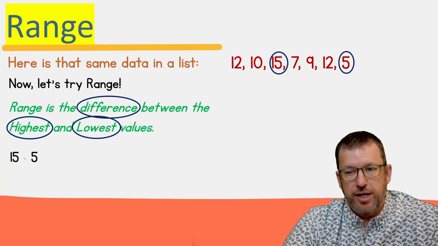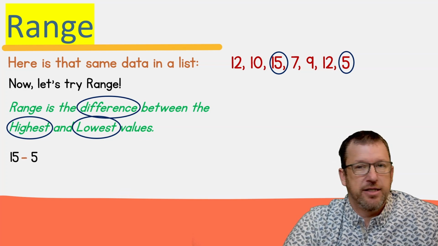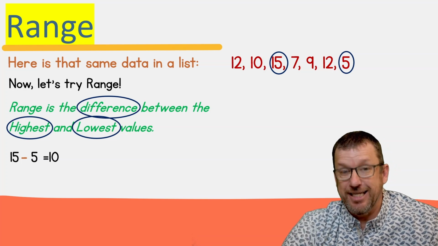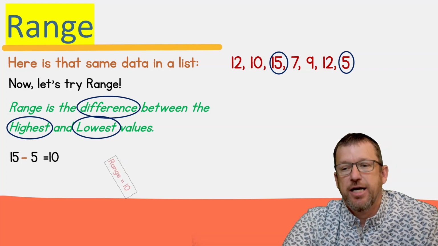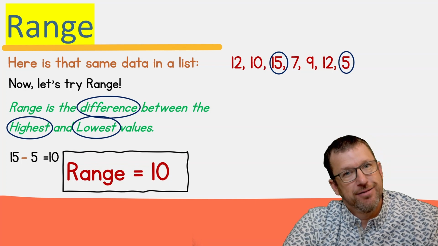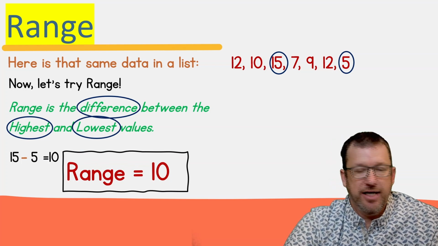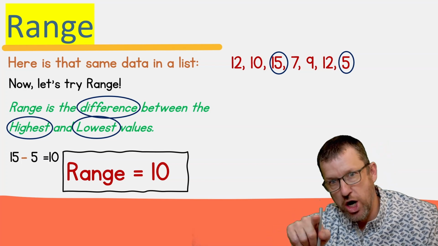That means subtraction. All right. The difference is the answer to a subtraction problem. And so the difference between 15 and 5, or the distance they are away from each other, is 10. So our range is 10. It's pretty simple, right? That one and mode, I think, are pretty easy. You just got to find the highest, lowest, subtract, boom, range.